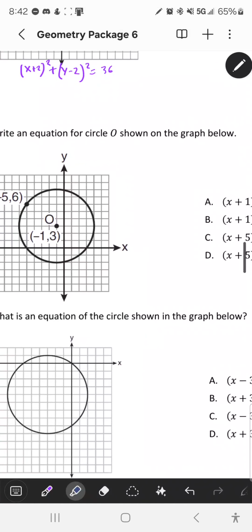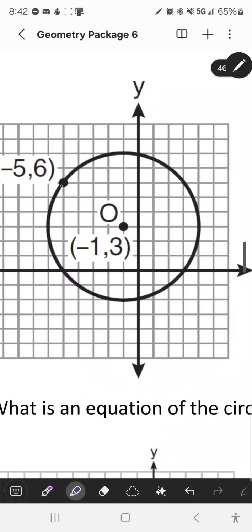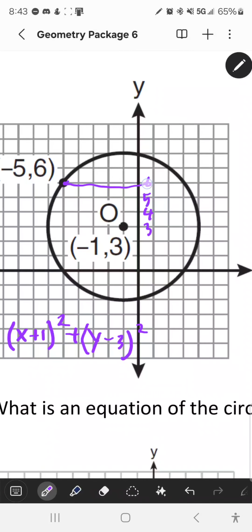Now, an equation for the graph shown below. Okay, we can just use the graph for this. We don't need to calculate the distance. So we have x minus 1, which is plus 1, squared plus y minus 3 squared. I want to make sure this is to scale. So this is 3, this is 4, this is 5, and this is 6. So yeah, we're right.